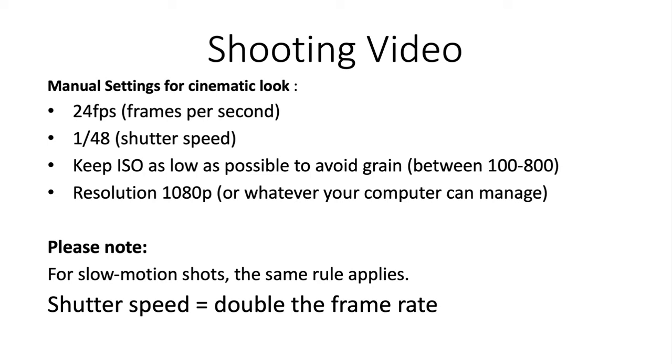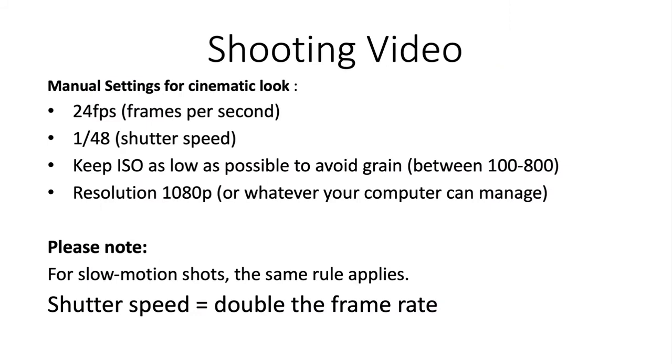Now, you need to keep your ISO as low as possible to avoid grain. What does ISO mean? You don't need to know what the acronym means, but that determines the sensitivity of your sensor to light. So, if you're asking it to work very hard, it will try to introduce some grain. So try and keep the ISO between 100 and 800, depending on the conditions of where you are filming.